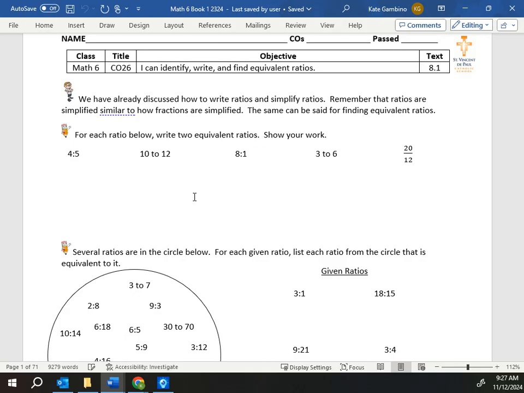So, let's look at what that means. We've already discussed how to write ratios and how to simplify them, right? You divide out of all the numbers the same number, just like simplifying fractions. Remember that ratios are simplified similar to how fractions are simplified. The same can be said for finding equivalent ratios. We've worked on finding equivalent fractions. Now we're going to be finding equivalent ratios.